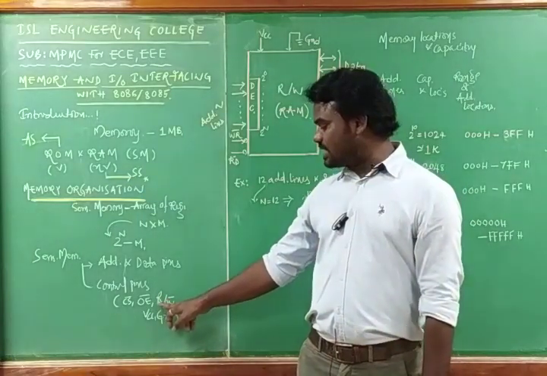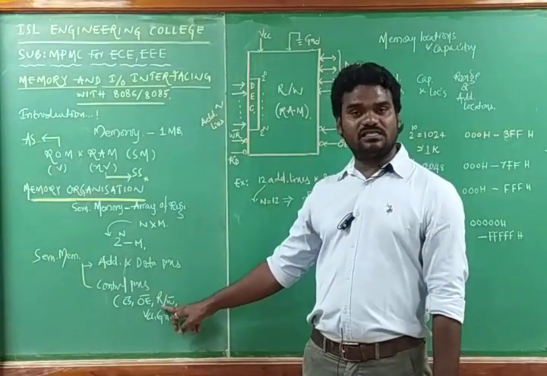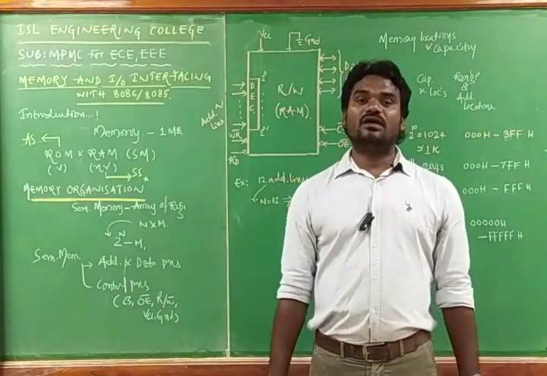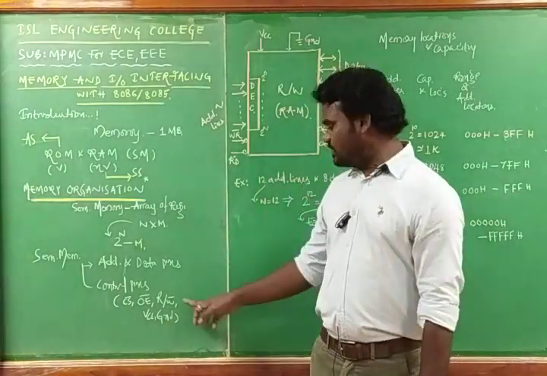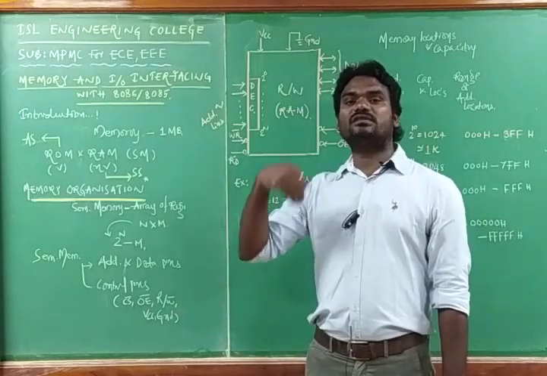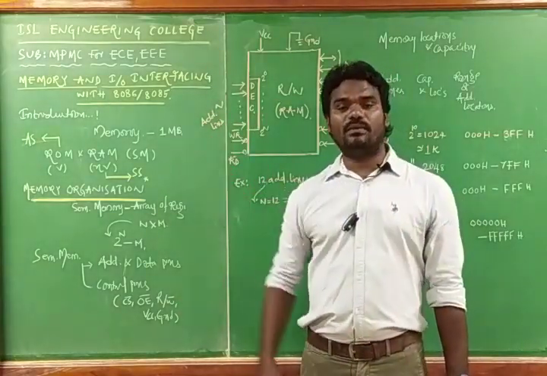If it is taking the active high signal, that is 1, then it is going to give the read operation. That means the processor can read the data. If it is taking 0, then the processor is going to write some data into the memory.